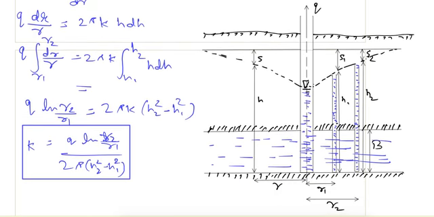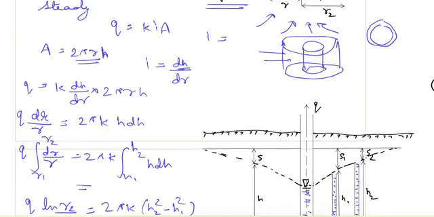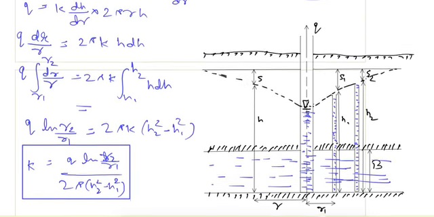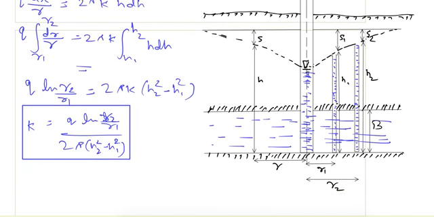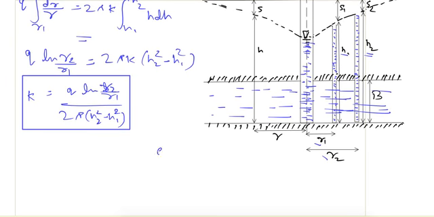Similarly, it can be done for the confined aquifer also. In the previous case, the observation well was simply giving the level of water, but now the observation wells will give us the piezometric head. So this is the piezometric head in the pumping well from which we are pumping, and the piezometric head in observation well 1 is h1, and in observation well 2 it is h2, which are at distances r1 and r2.